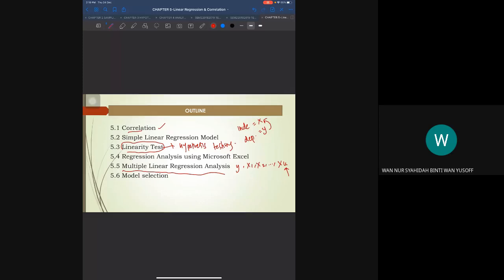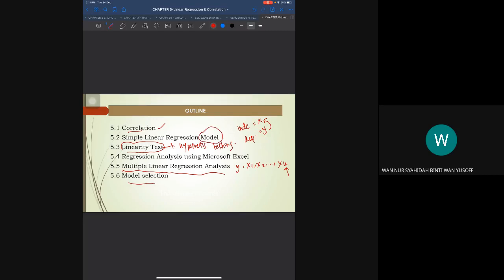Model selection means that we have a few models or equations that represent your variables. It is a mix of simple linear models and multiple linear models. Based on a few characteristics, we choose the best model. Then we use the best model for prediction.